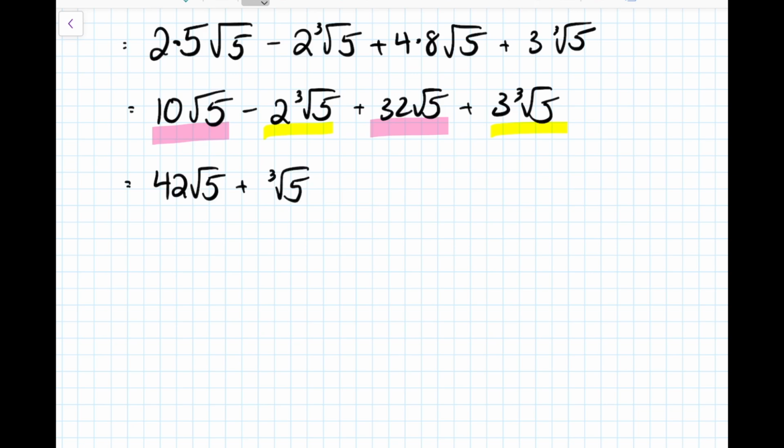And yes, these both do have the same radicand, but one's a square root, one's a cube root, so they do not mix. And this is just where we leave it. We end up having 2 terms.